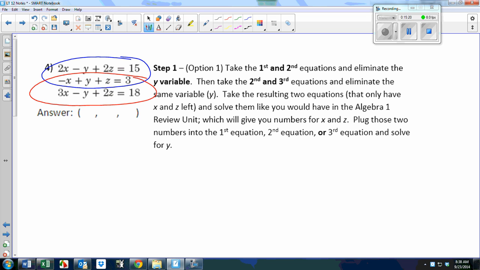Again, we're making a plan, so don't start acting on your plan until you know exactly what you're doing. What's going to happen if we do that? If we eliminate y in the first group, we get an equation that has x and z in it. What's going to happen if we eliminate y in the second group? We get another equation with x and z in it.